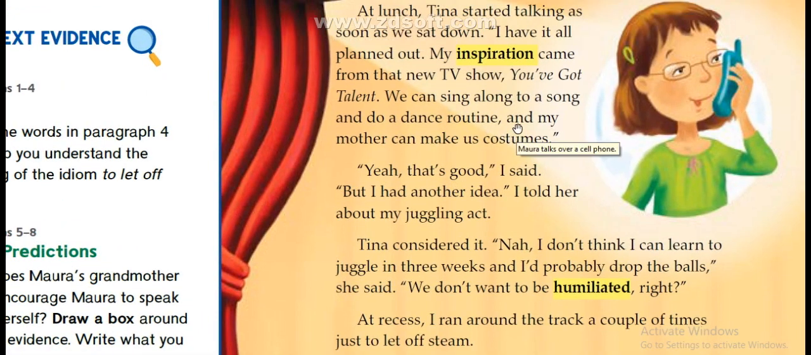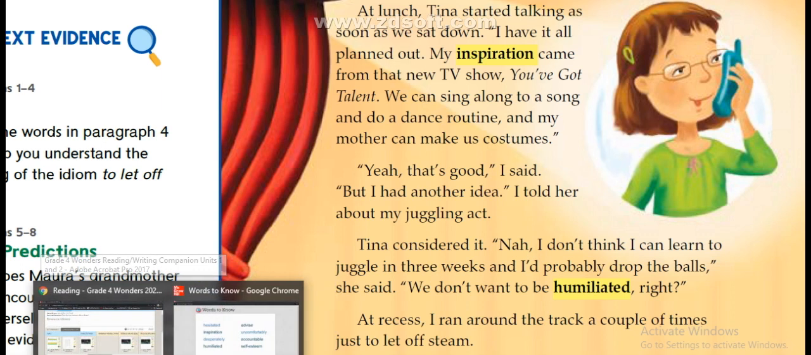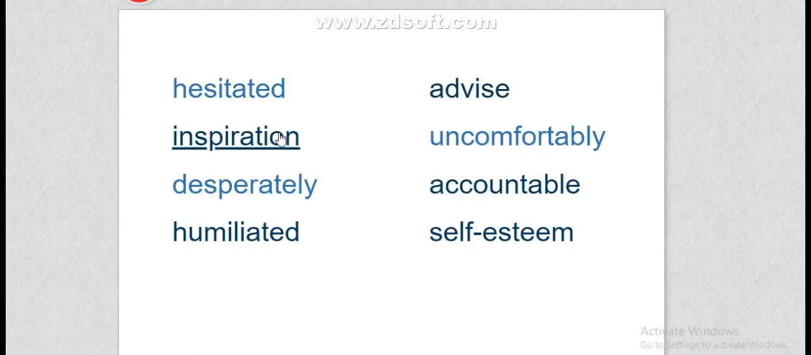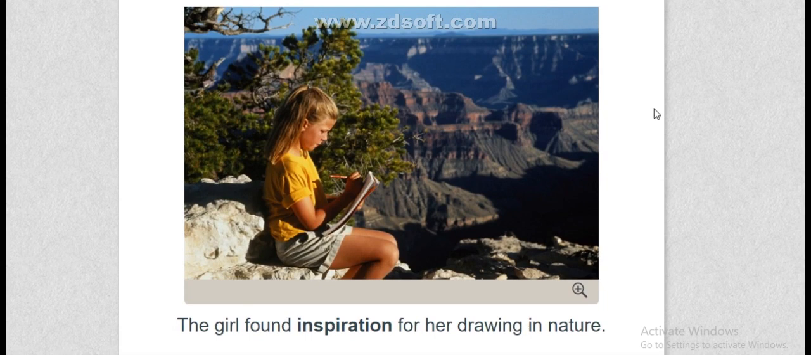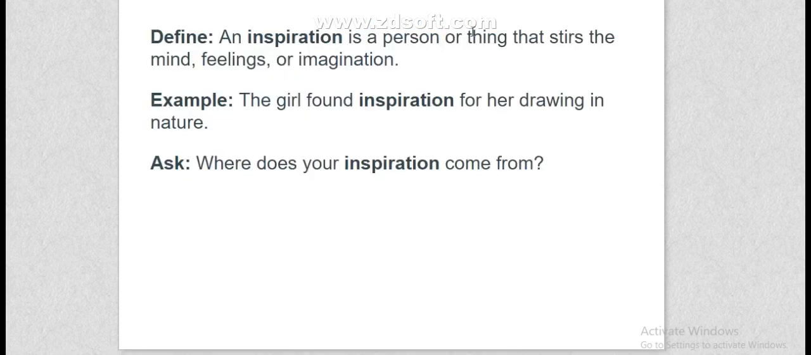I'm going to start with the word inspiration. Okay, inspiration. Listen to this word again. Inspiration. The girl found inspiration for her drawing in nature. Okay, inspiration. What do you mean by the word inspiration? I've explained it in class, and I told you that inspiration is a person or thing that stirs the mind, feelings, or imagination.